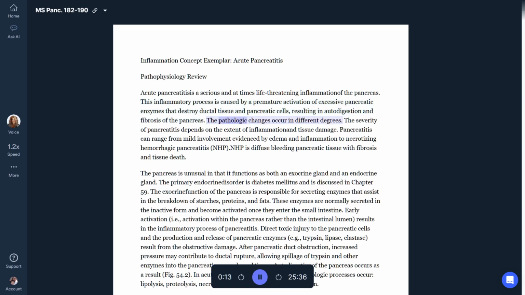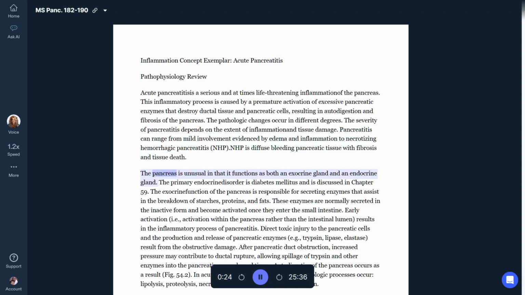The pathologic changes occur in different degrees. The severity of pancreatitis depends on the extent of inflammation and tissue damage. Pancreatitis can range from mild involvement evidenced by edema and inflammation to necrotizing hemorrhagic pancreatitis. NHP is diffuse bleeding pancreatic tissue with fibrosis and tissue death.